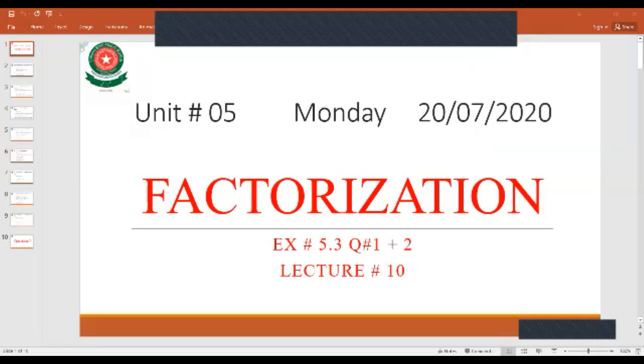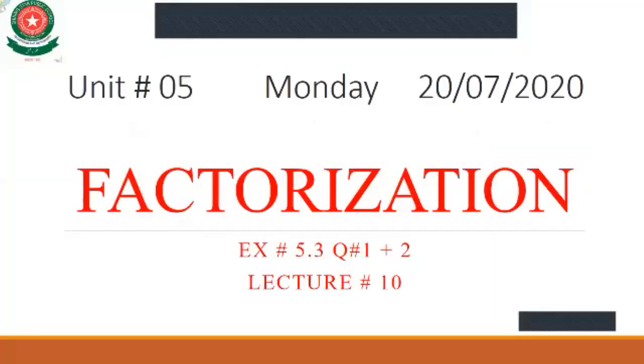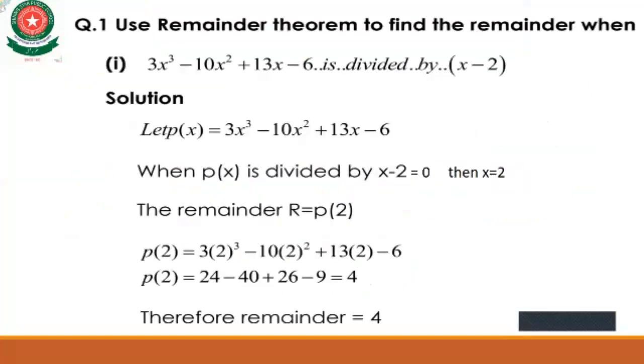Our first question of exercise 5.3, question number 1, part 1 is: use remainder theorem to find the remainder when any polynomial p of x is divided by x minus 2.